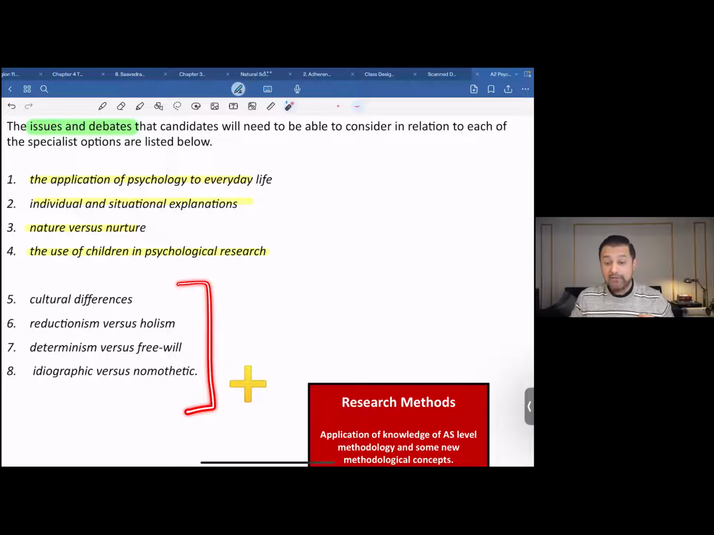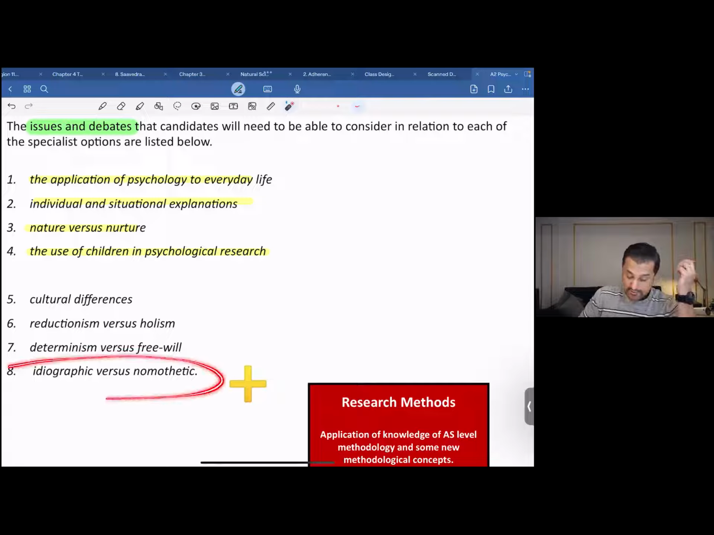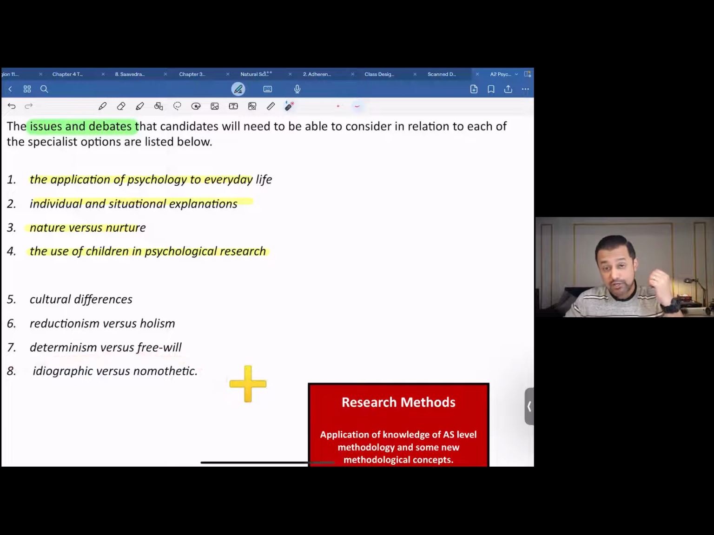They are, number one, cultural differences: the extent to which research being conducted in one part of the world has findings likely to be generalizable to other parts of the world. Number two, reductionism versus holism. Number three, determinism versus free will. And the fourth one is ideographic versus nomothetic approach. This eighth issue, ideographic versus nomothetic approach, is a recent addition to our syllabus.